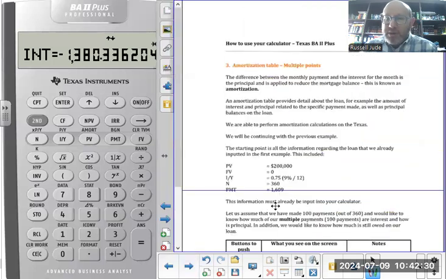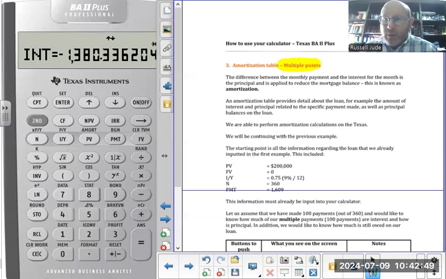What I want to show you in the next component is amortization tables again, but now instead of working at a single point, for example payment number 100, I want to work with multiple points. So again, I've given you all the detail. You've seen that over there.